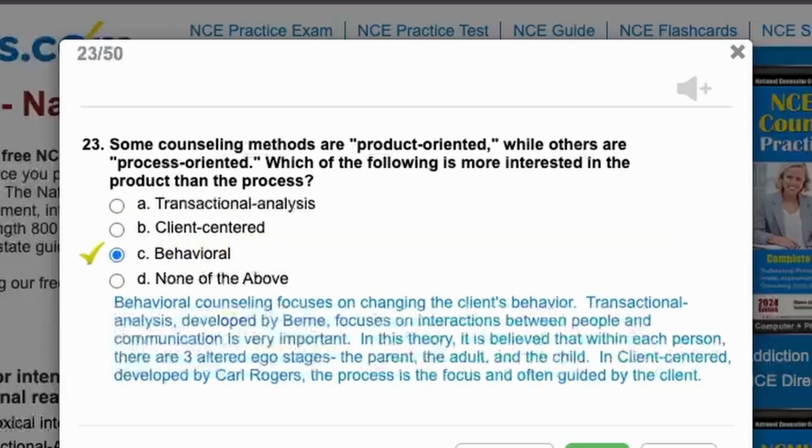Transactional analysis, developed by Berne, focuses on interactions between people, and communication is very important. In this theory, it's believed that within each person, there are 3 ego states: the parent, the adult, and the child. In client-centered counseling, developed by Carl Rogers, the process is the focus and often guided by the client.